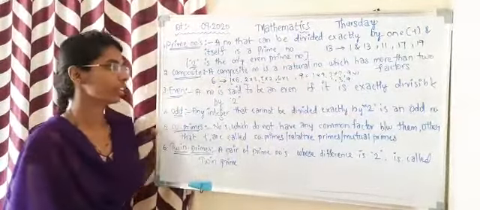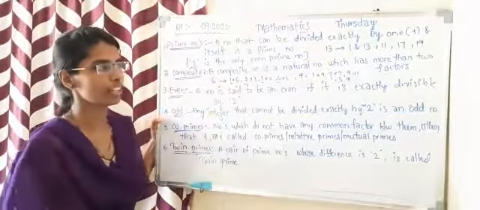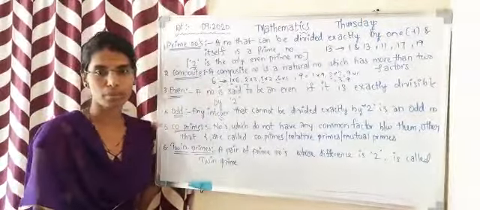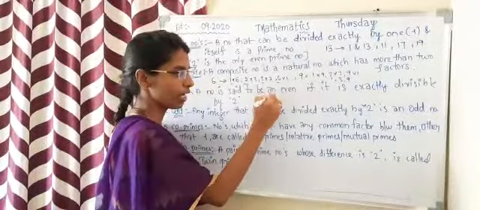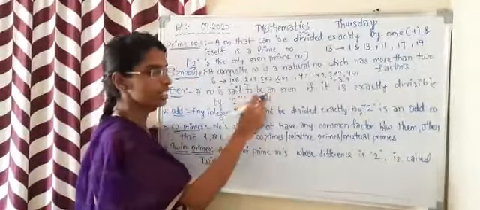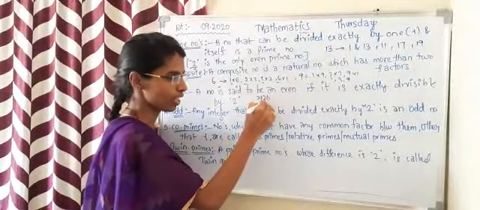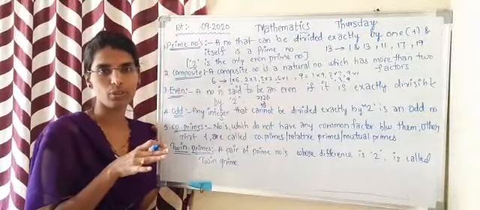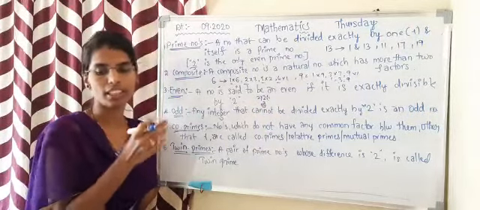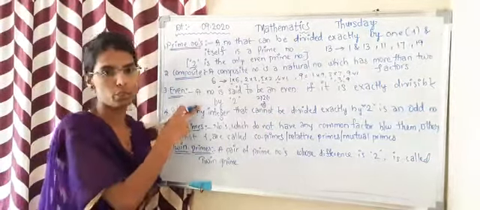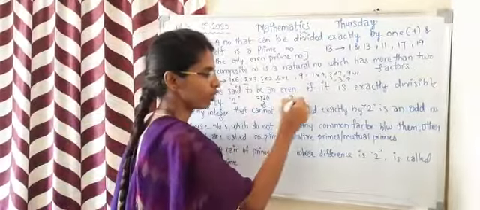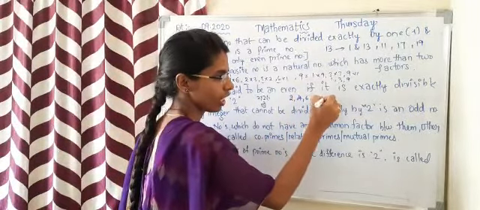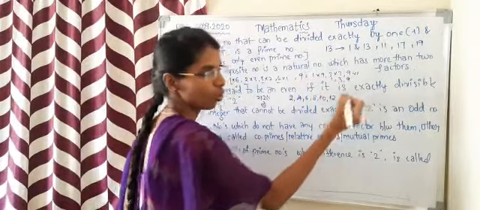Next, even number. A number is said to be even if it is exactly divisible by 2. Why did I say 2 is an even number? Because if we divide 2 by 2, then it leaves a remainder 0. 2 ones are 2, so it is 0. When any number, on dividing it by 2, leaves a remainder 0, then that number is considered to be even. Here even numbers are like 2, 4, 6, 8, 10, 12, and so on.